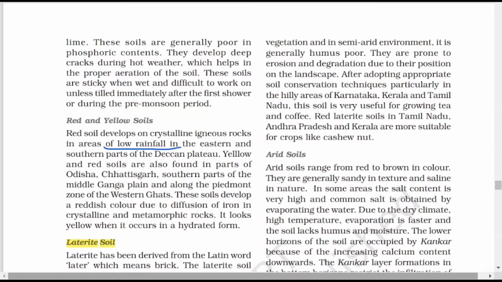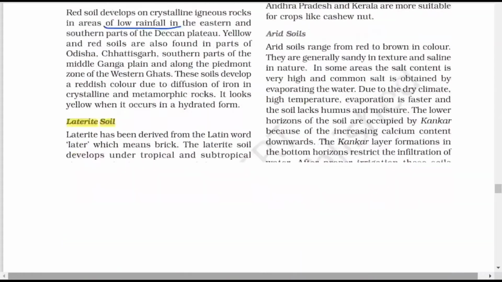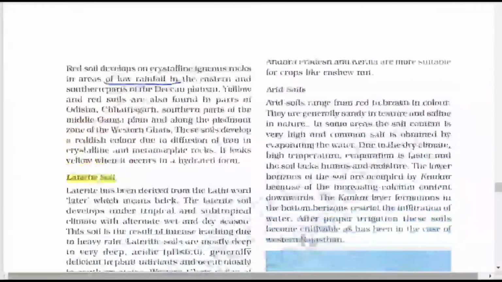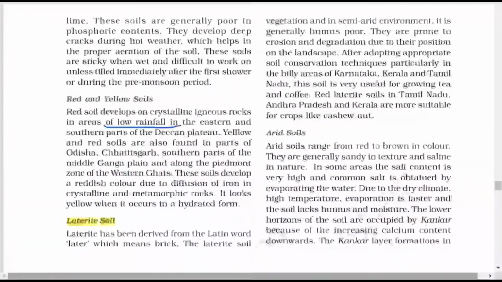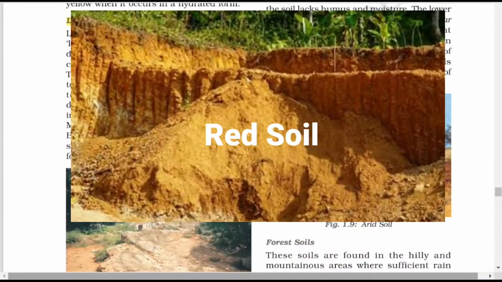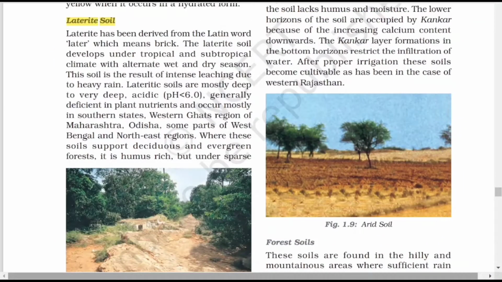So very easily you can keep in mind, and I think one picture of red soil is given in the textbook. Check where the picture is there of red soil. Laterite is given, arid is given. No, red soil picture is not given. Okay, no issue. Now I'm moving to the next soil, that is your laterite soil.